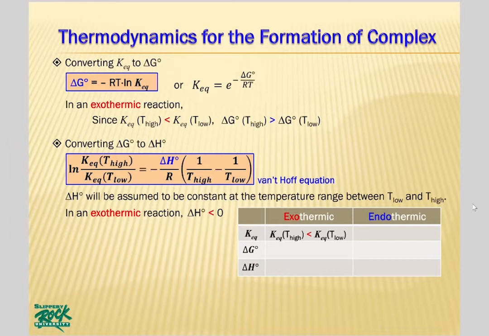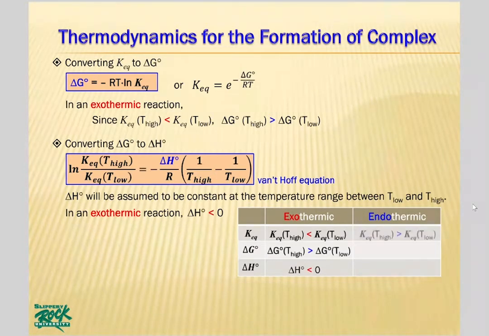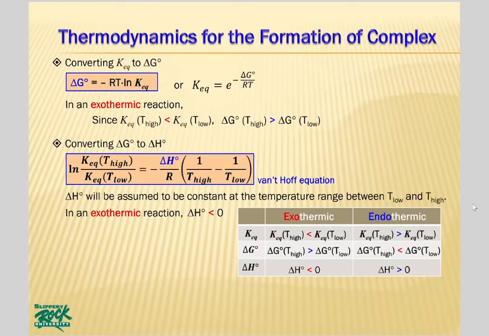As a result of it, the delta G naught at high temperature should be greater than the delta G naught at low temperature, and delta H naught should be negative. The opposite is true for an endothermic reaction. Remember that the two KEQ values, two delta G naught values, and one delta H naught value should be consistent with the thermodynamic nature of the reaction, whether it is exothermic or endothermic.